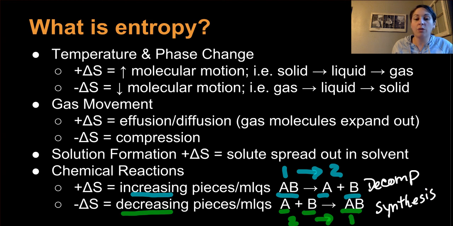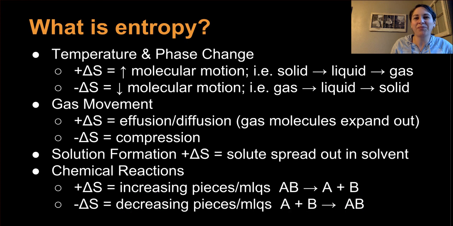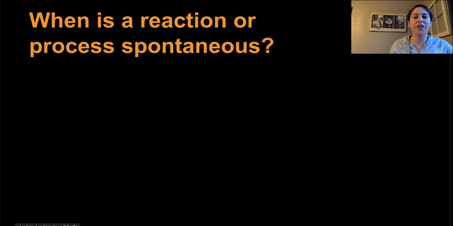Okay? And so those are some examples of when we're increasing and decreasing entropy. So keep those in mind. They'll probably show up sometime later as well. So we've talked about entropy, we've talked about enthalpy. Now we want to put this all together.